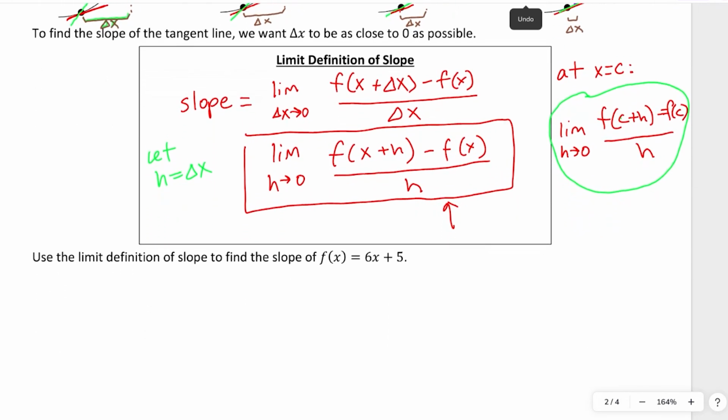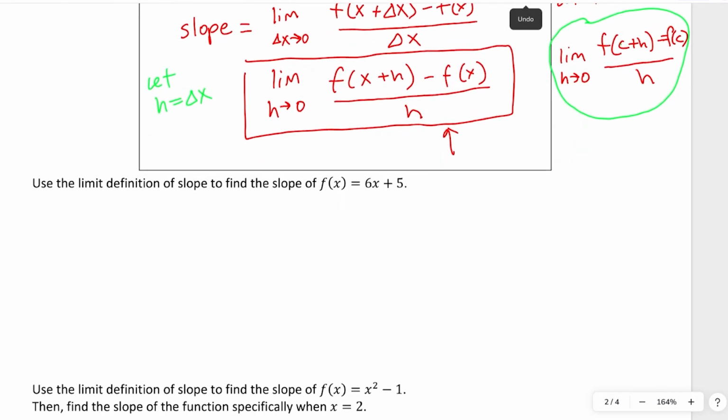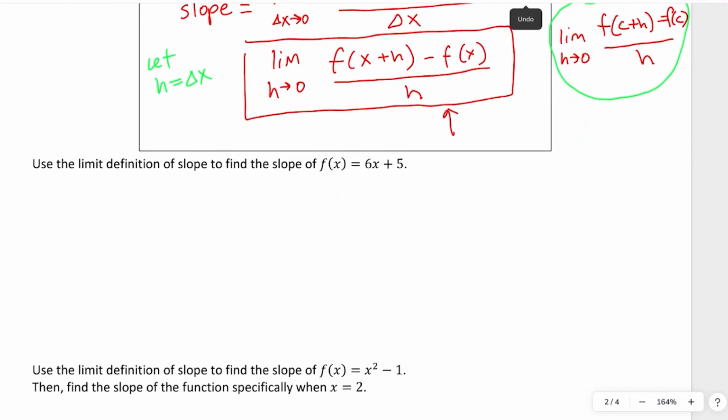Okay, so let's look at some examples to see how we can find the slope. This first one says use the limit definition of slope to find the slope of f of x equals 6x plus 5. Now, you're hopefully thinking, hey, wait a minute. This is just a y equals mx plus b equation. I know what the slope is. The slope is constant. It's 6. And yeah, that is totally true. The slope here is 6.